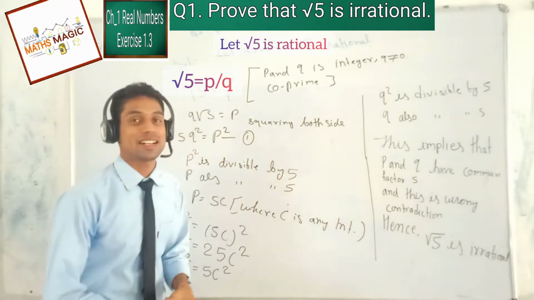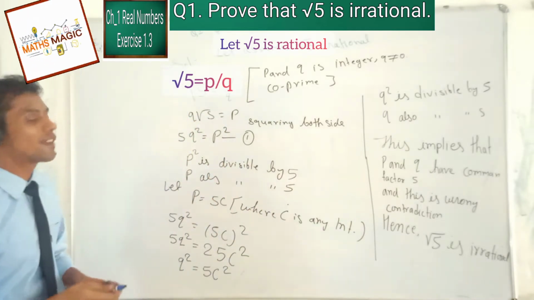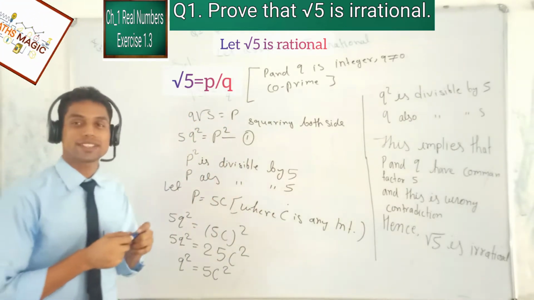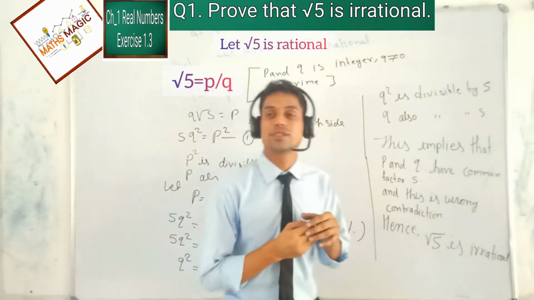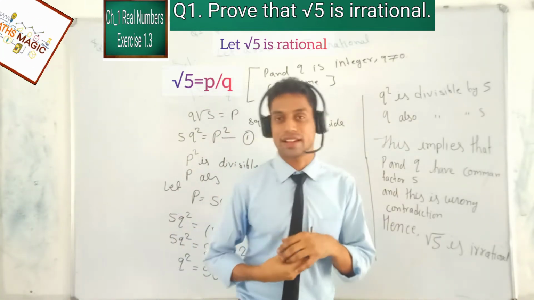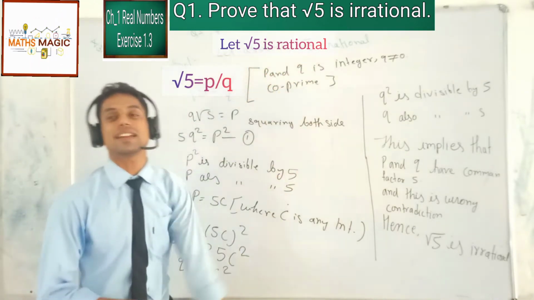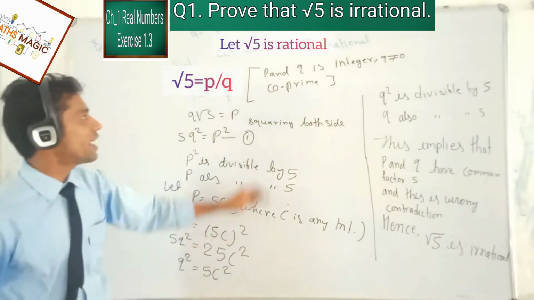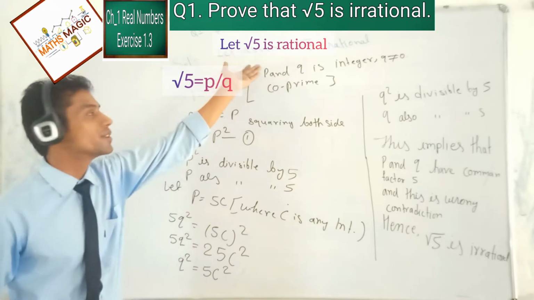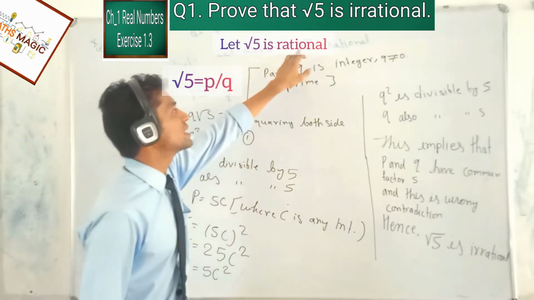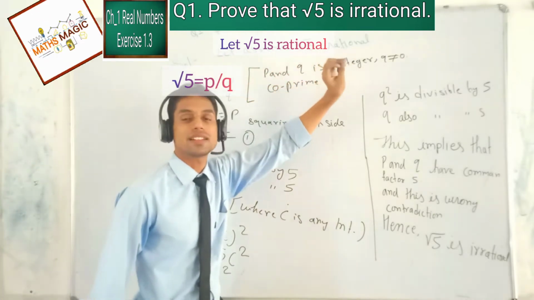So in the NCERT series, today we are going to solve exercise 1.3 question number 1 to prove irrational number. And the question is: prove that root 5 is an irrational number. To prove that, we have to assume just the opposite, the contrary, that root 5 is a rational number.